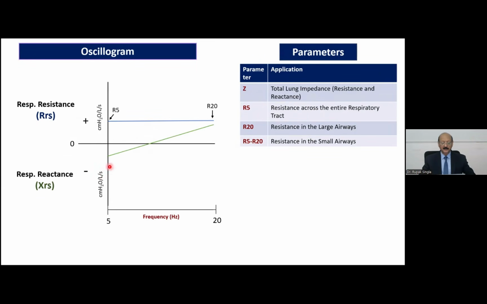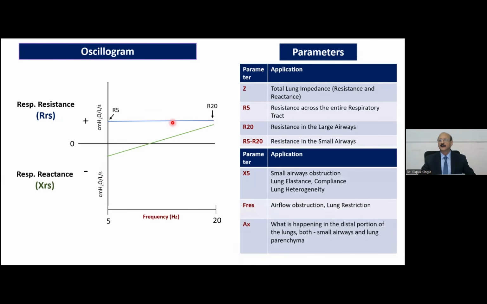Now this line is the reactance, the line of reactance. And here, if you see, the upper portion is inertance and the lower portion is, in this case, the capacitance. So this is the X5, which indicates reactance at 5 Hz. And this X5 represents small airway obstruction, lung elastance, lung compliance, and lung heterogeneity.